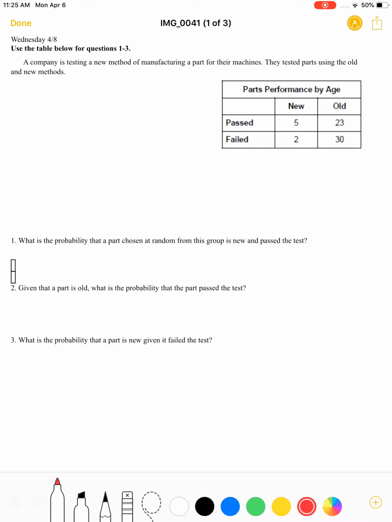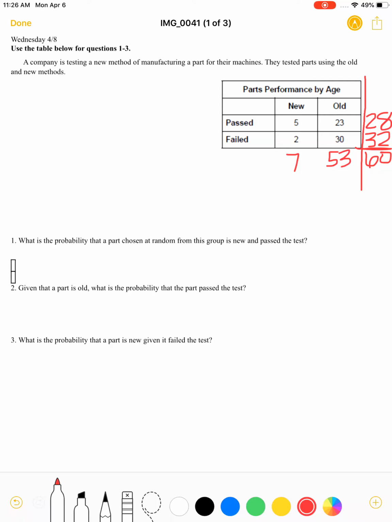So the total parts that passed is 5 plus 23, so that's going to give me 28. The total parts that failed, 2 plus 30, 32. And so that total is going to be 60. Now I'm going to find the total for the new parts, which would be 7, and then the old parts, which would be 23 and 30, which would be 53. Again, when we add the 7 and the 53 together, we get 60. So we're good to go.